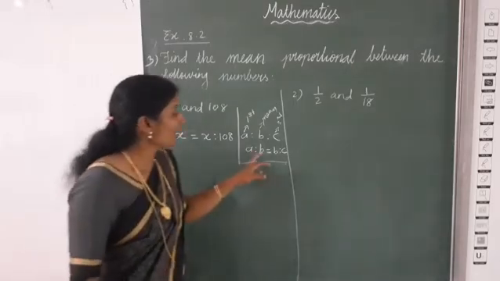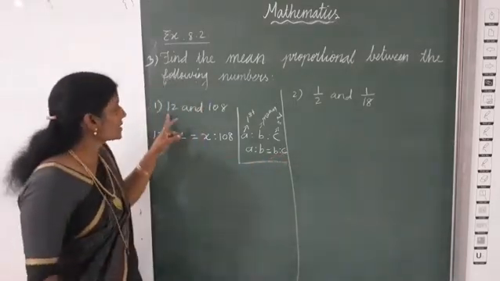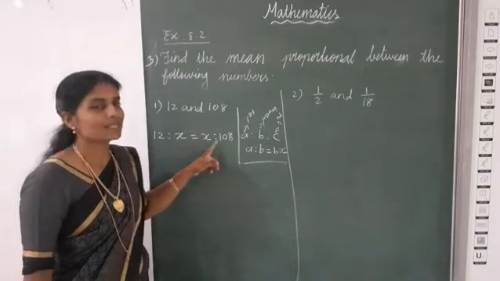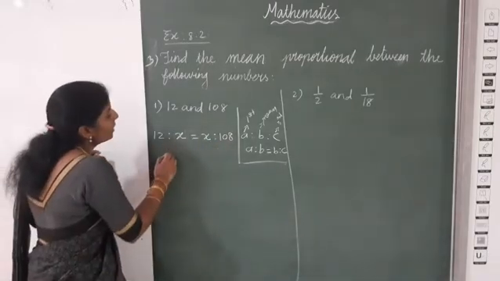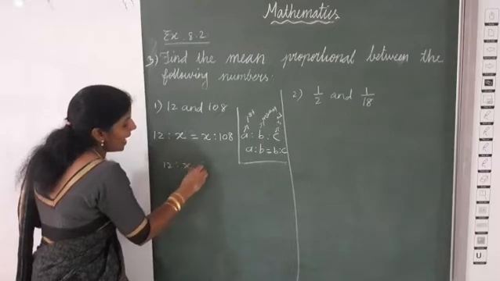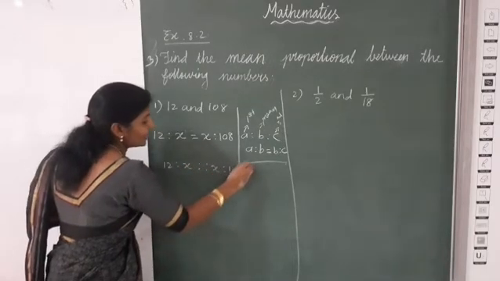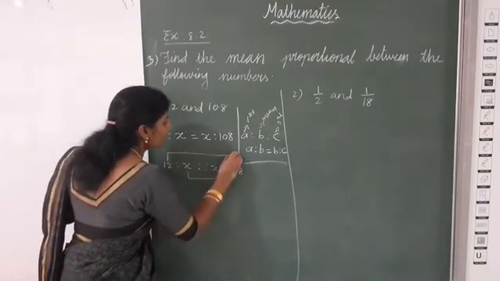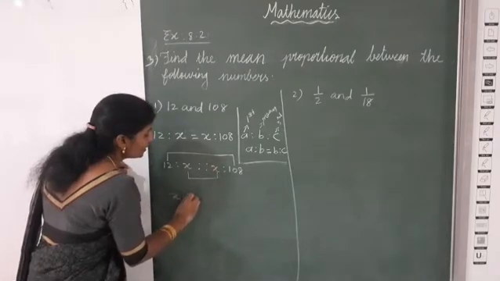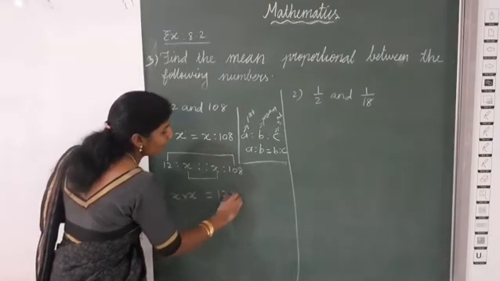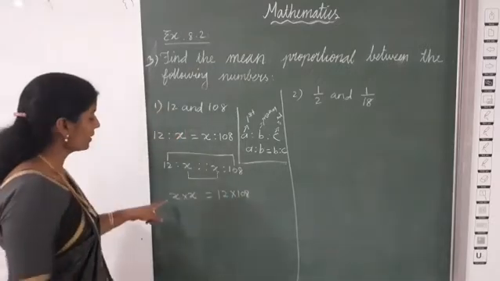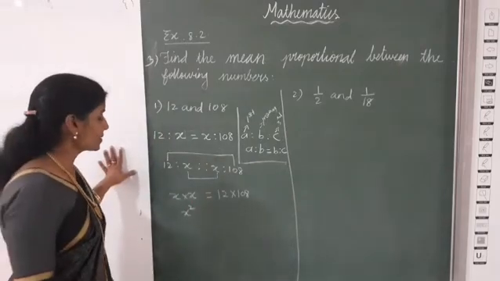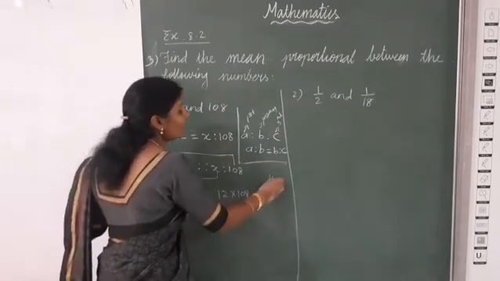Clear? A is to B is equal to B is to C. So this is A, this is C, B we can take X. So 12 is to X is equal to X is to 108. The product of means is equal to the product of extremes. So X into X equal to 12 into 108. X into X is X square, equal to 108 into 12.